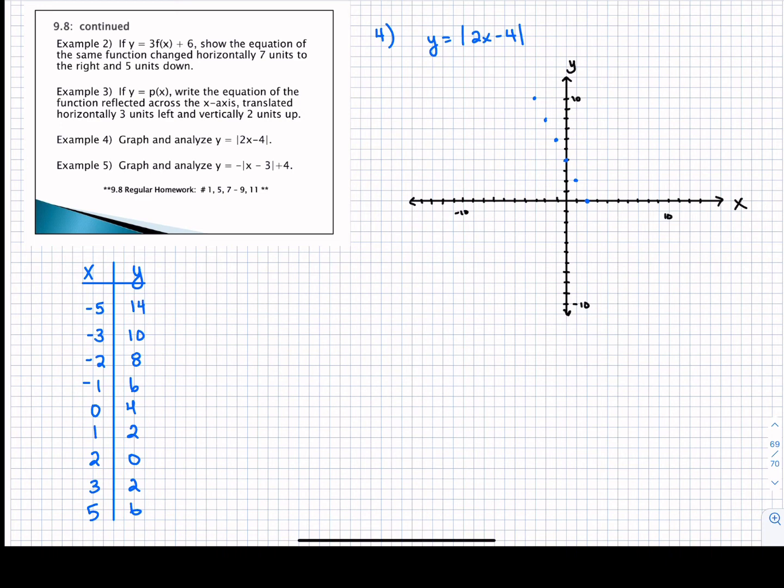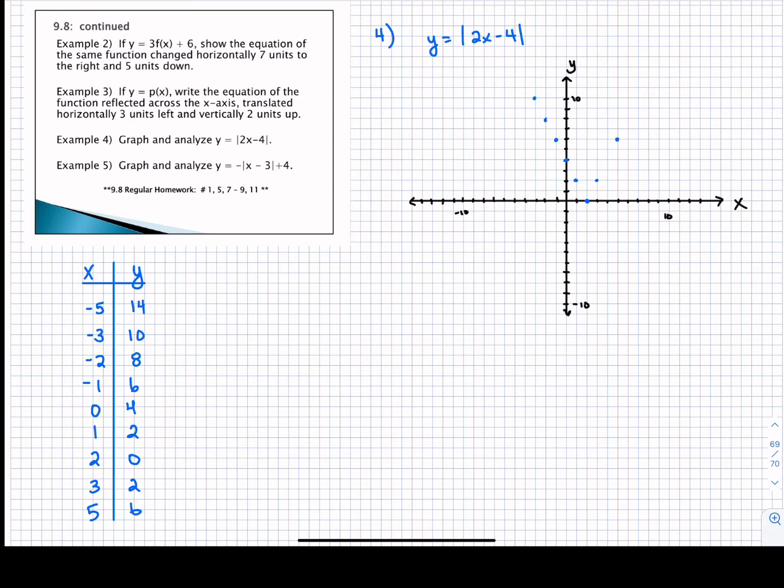And then our graph starts moving upwards again. So when x is 3, y is 2. And when x is 5, so we've got 1, 2, 3, 4, 5, my y value is +6. So we've got this point labeled right here. So if we know this is to be a V-shaped graph, we have a really good indication of how our graph is behaving. If you'd like, you could pick a couple more values to the right of the points that we've already found, and you would see the trend holding.